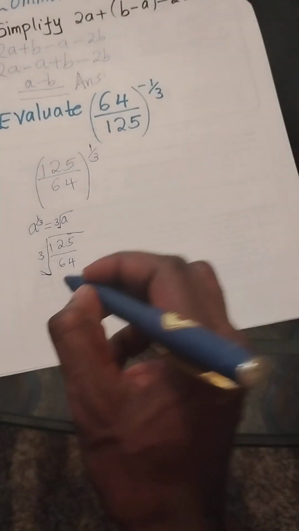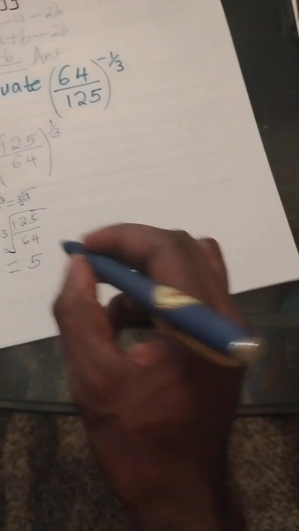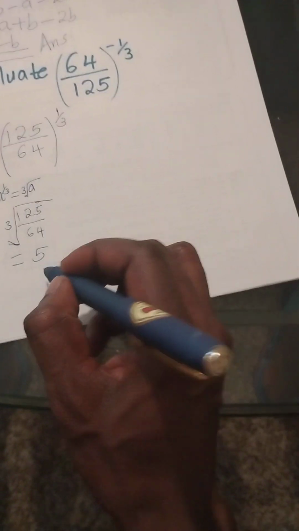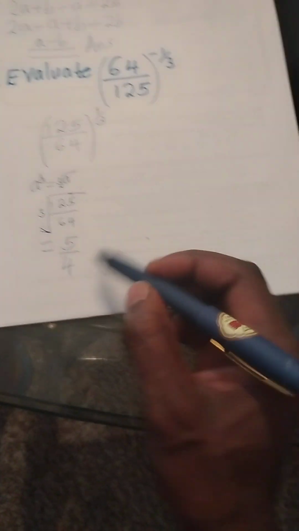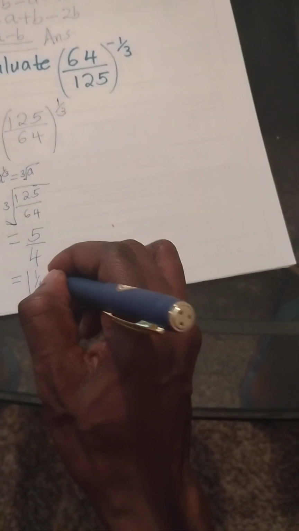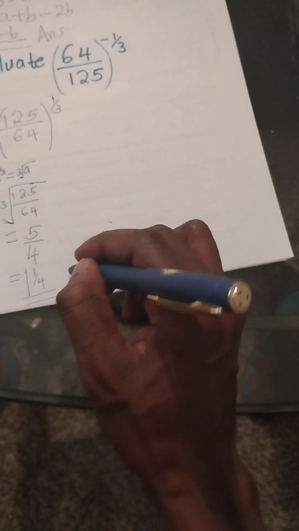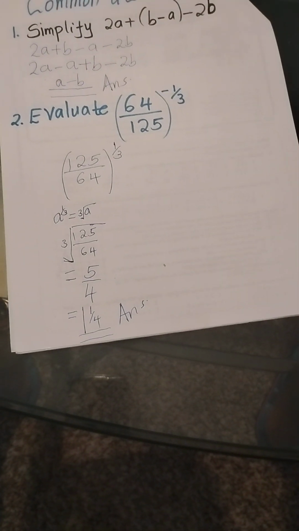Now, what is the cube root of 125? It is 5. What is the cube root of 64? It is 4. And because this is an improper fraction, you can go ahead and simplify it to have one whole number, 1 out of 4, as your solution. This is the answer. I believe you follow through.